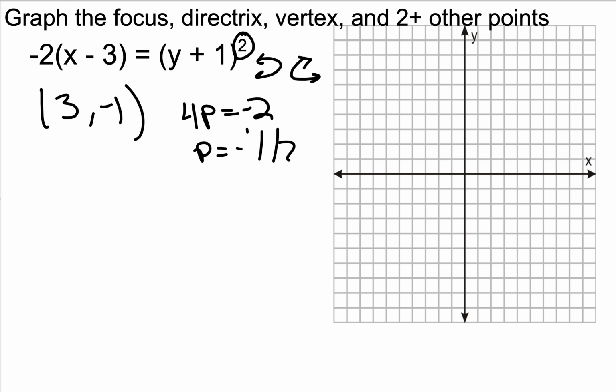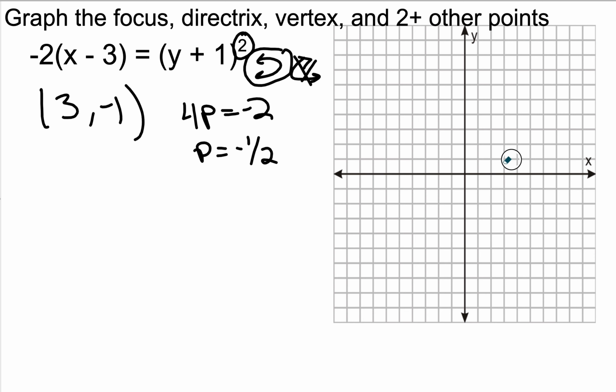P is equal to -1/2. Okay, that means what we're looking at is a leftward facing parabola because when p is negative, it faces the other way. Okay, so let's start with my vertex. 3, -1. Oh, that was 3, +1.